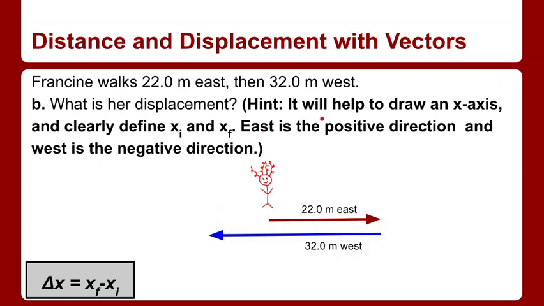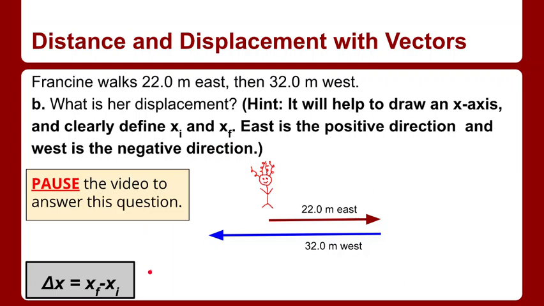So it's going to be helpful to draw an x-axis, and I would define her starting position as x equals 0. Figure out what is her initial position, xi, figure out what is her final position, and then use that to solve with the equation. East is going to be positive and west is going to be negative. All right, pause the video and answer this question.